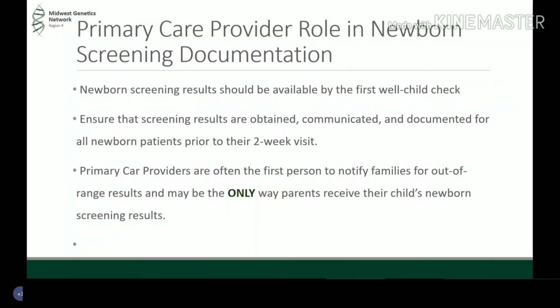So without a doubt, the primary care team plays the principal role in ensuring that screening results for all patients are available and documented. As mentioned on the previous slide, screening results, regardless of the type of result, should be available by the 2-week well-child visit and provided to the family at that visit, if not before. In many cases, you as the primary care provider will be the first person that notifies the family of a positive or abnormal result. And in the case of normal results, you may be the only way parents receive the results and have a chance to ask any questions they may have about newborn screening. Next slide.